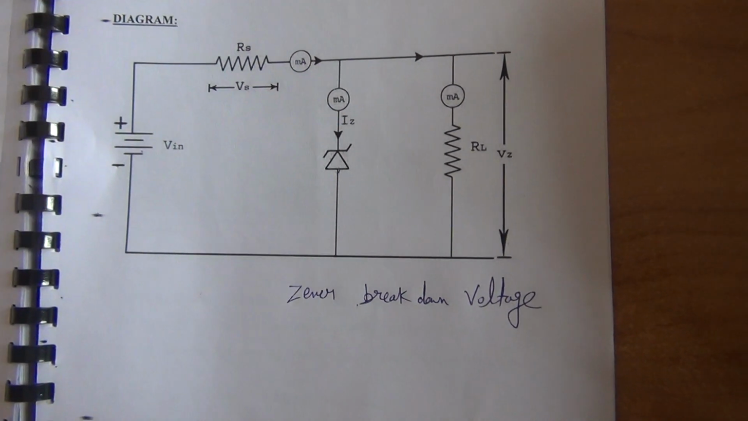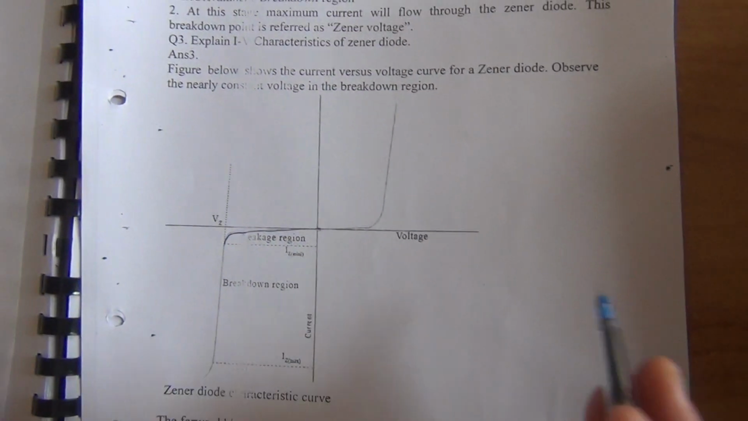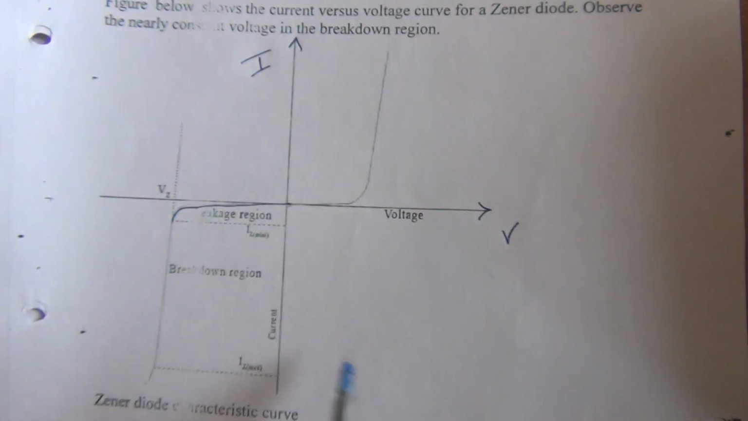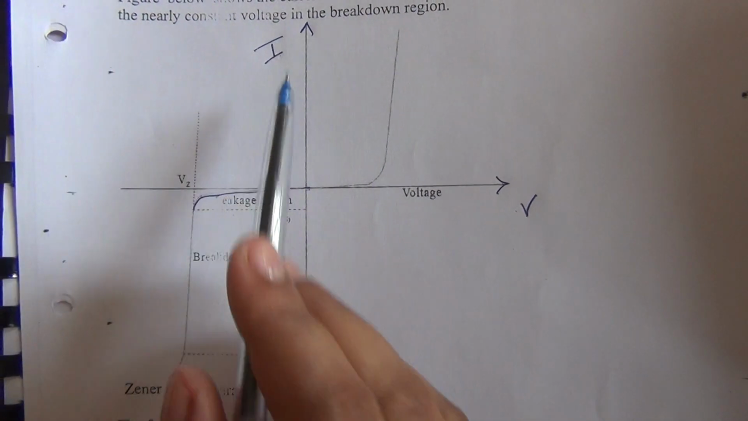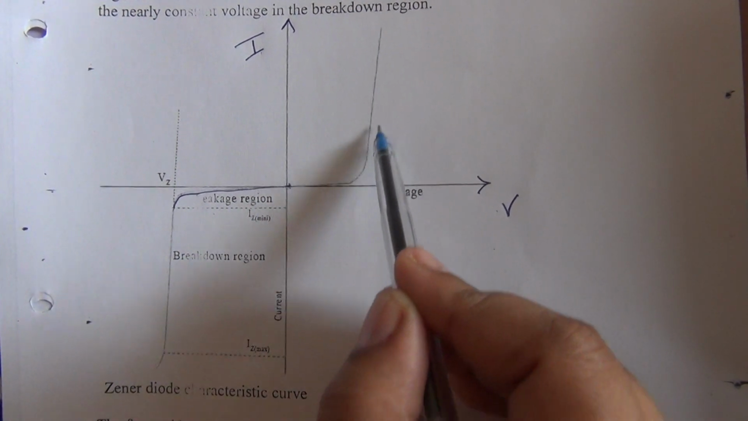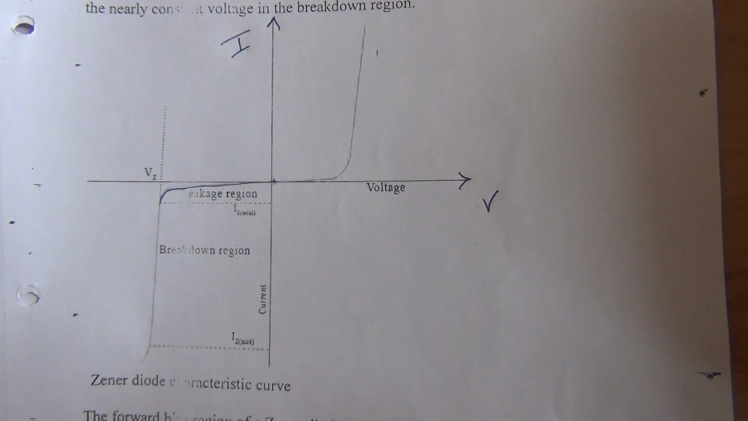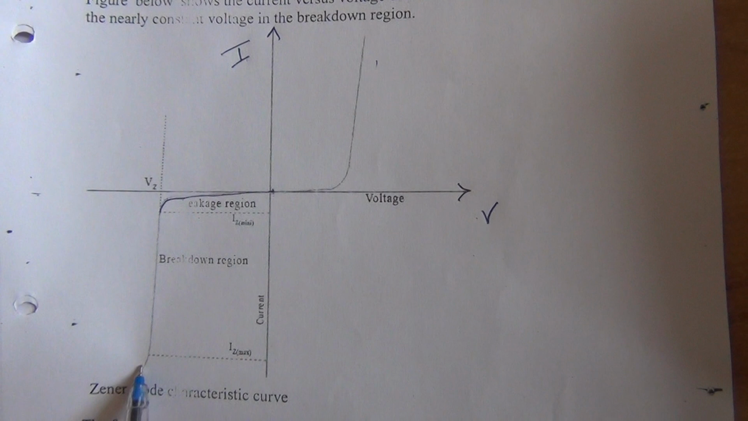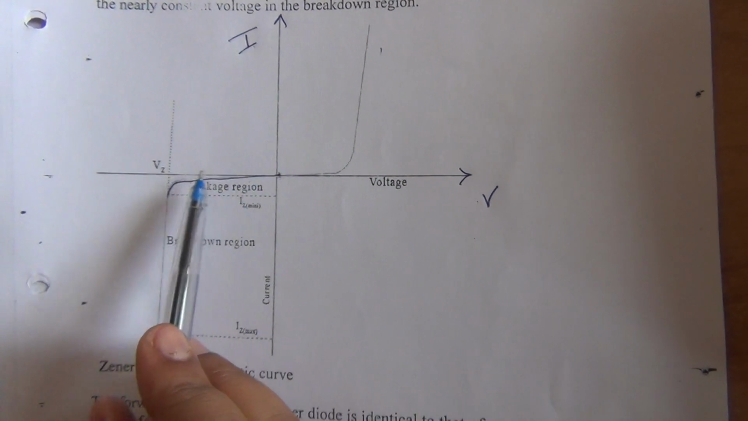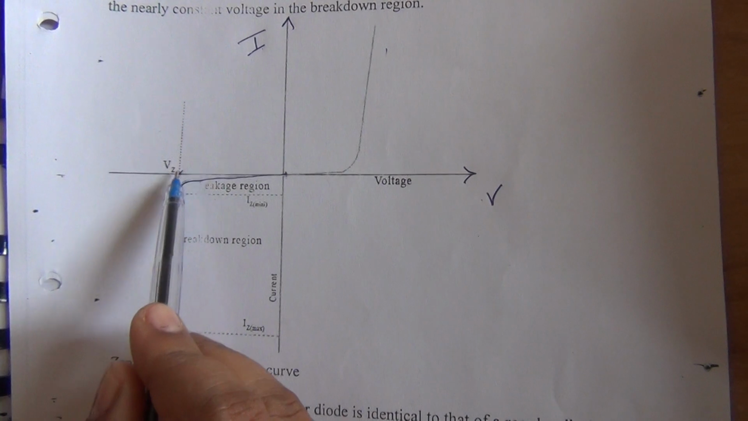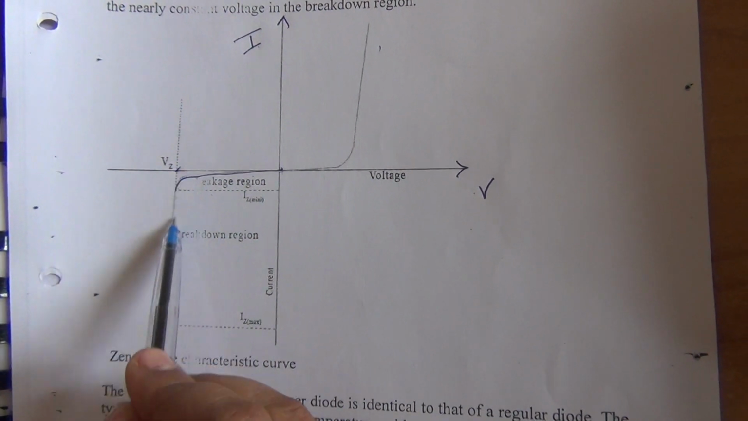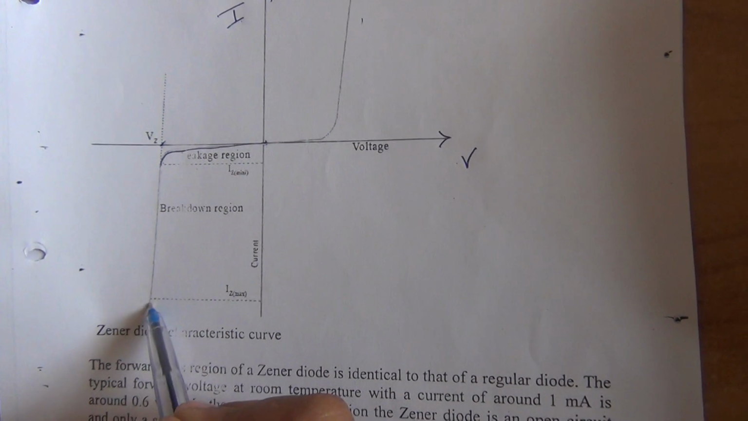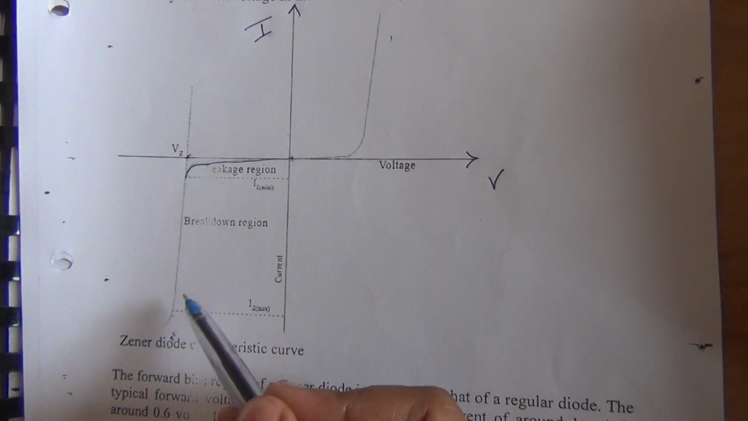This is the graph of the Zener VI characteristics. This is V, this is I. If we plot the graph between voltage and current, when the diode is forward biased, the curve is the same as that of a simple PN diode. But when it is reverse biased, we can see that as the input voltage increases to the breakdown voltage, the diode conducts abruptly. Current starts flowing through this diode.